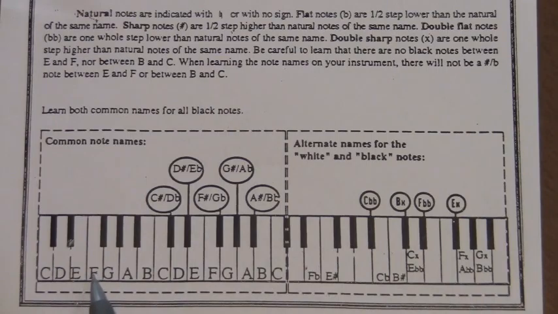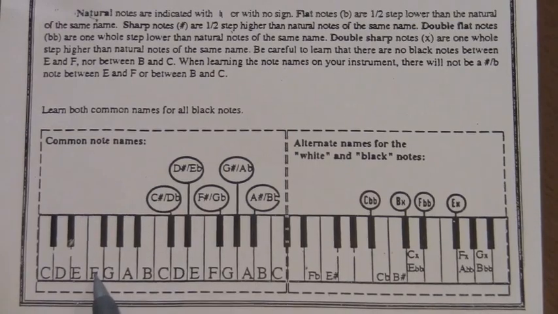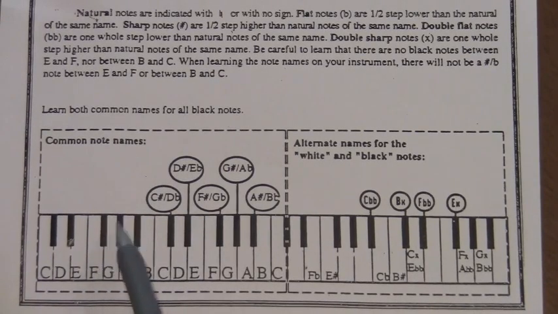You'll notice between most of the neighboring white notes, F to G, there's a black note in between. G to A, there's a black note in between. A to B, there's a black note in between. C to D, there's a black note in between. D to E, there's a black note in between. So as we go from F to G, there's this black note in between. It's a half step from F to the black note and a half step from the black note to G.